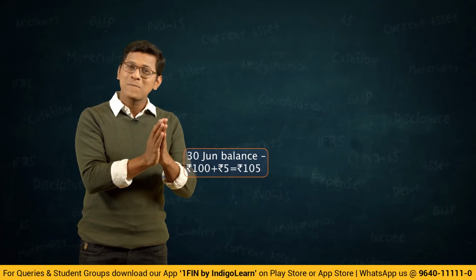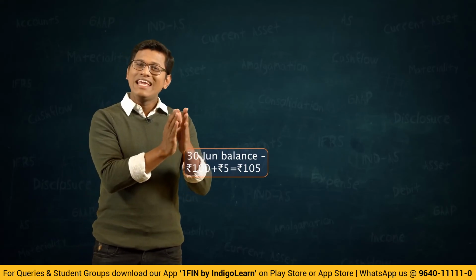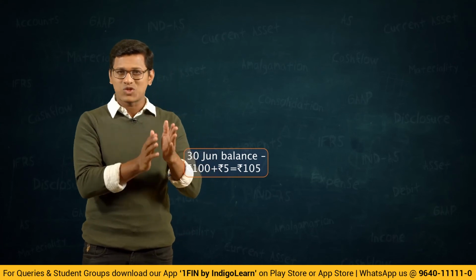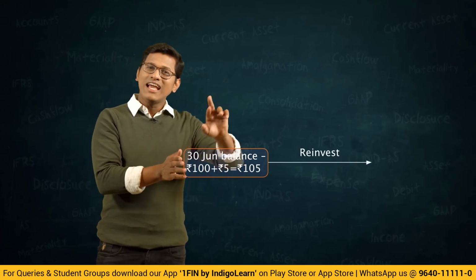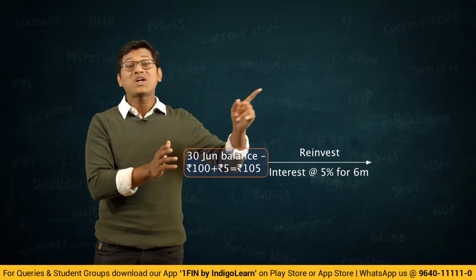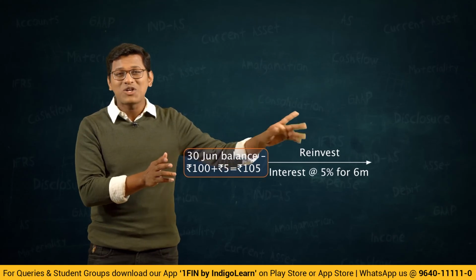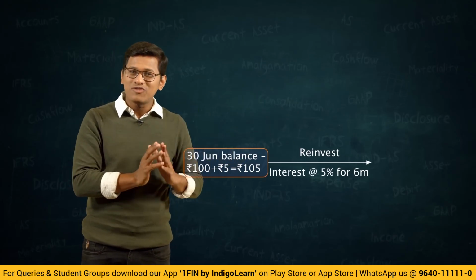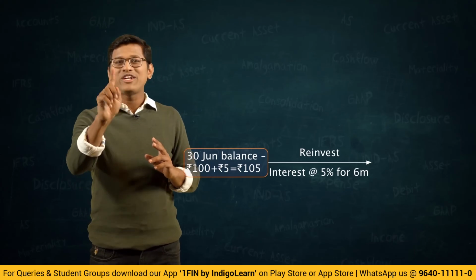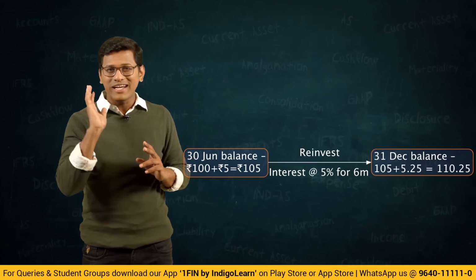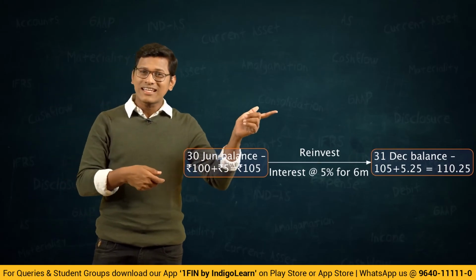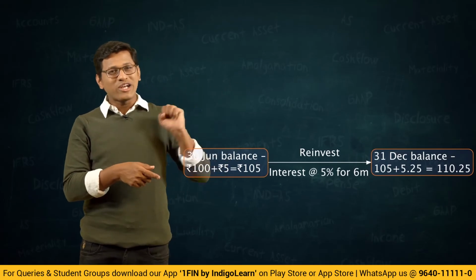Now imagine this 105 is invested for 6 more months at the same 5%. What will happen to the balance at the end of the year? The balance at the end of the year will not be 110. The balance will be 110.25, because even on this 5 rupees of interest, again interest will get calculated, right? So it will be 110.25.